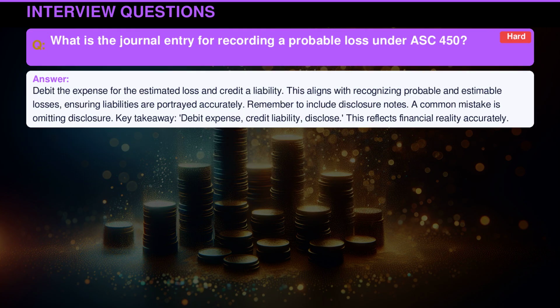Debit the expense for the estimated loss and credit a liability. This aligns with recognizing probable and estimable losses, ensuring liabilities are portrayed accurately. Remember to include disclosure notes. A common mistake is omitting disclosure. Key takeaway: debit expense, credit liability, disclose. This reflects financial reality accurately.